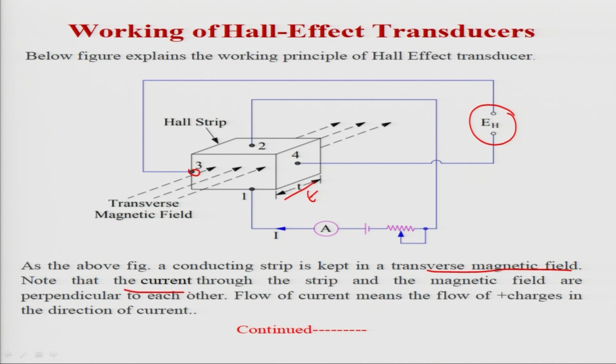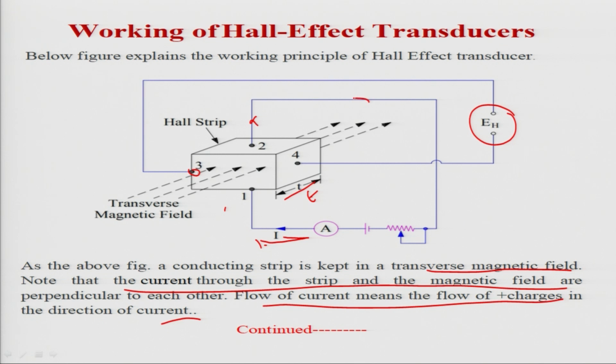Note that the current through the strip and the magnetic field are perpendicular to each other. Flow of current means the flow of charges in the direction of current. This is what we are showing you here. You can see that this is the direction of current, and you can measure this one.